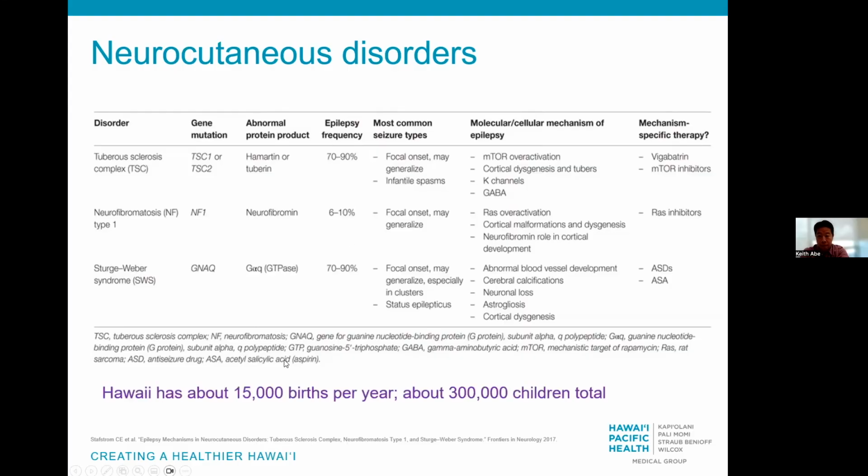And in general, if Hawaii has about 15,000 births per year, and we have about 300,000 children total in our state, TSC is about 1 in 6 to 10,000. So maybe each year we get 1 to 2 new patients being born, and about two-thirds of the cases are de novo.